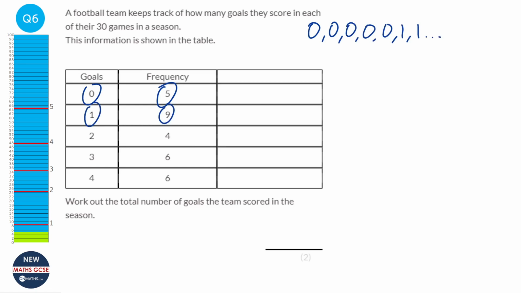There'd be 9 lots of 1, so 1, 1, etc, etc. Okay, so when we're looking to see the total number of goals scored in the season, we could write them out as a list and then add them up, but a quicker way of doing that is just multiplying the amount of goals by the frequency.